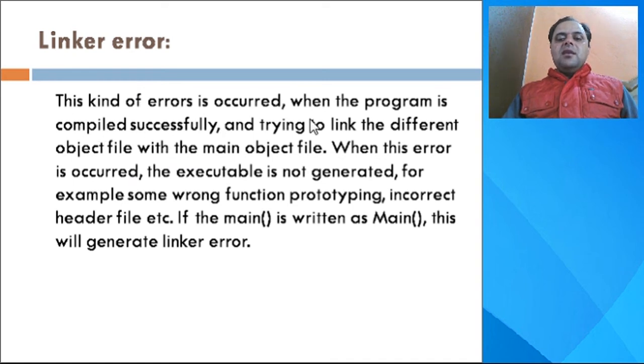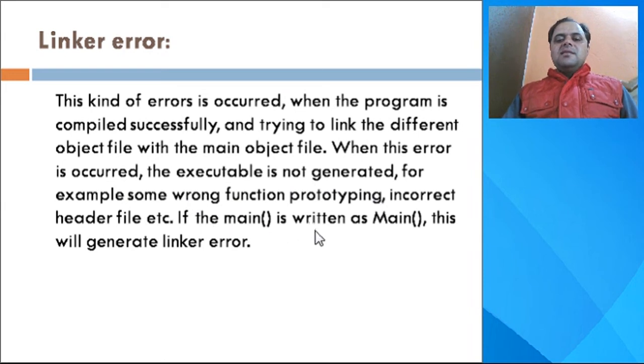This kind of error occurs when the program is compiled successfully and we try to link the different object files with the main object file. When the error occurs, the executable is not generated. The exe will not be generated. For example, some wrong function prototype, incorrect header file, etc.